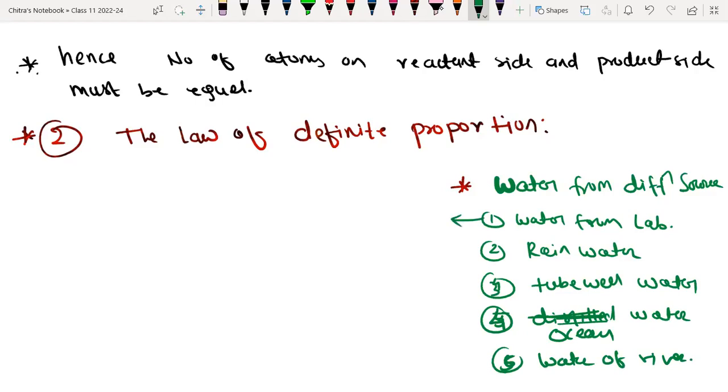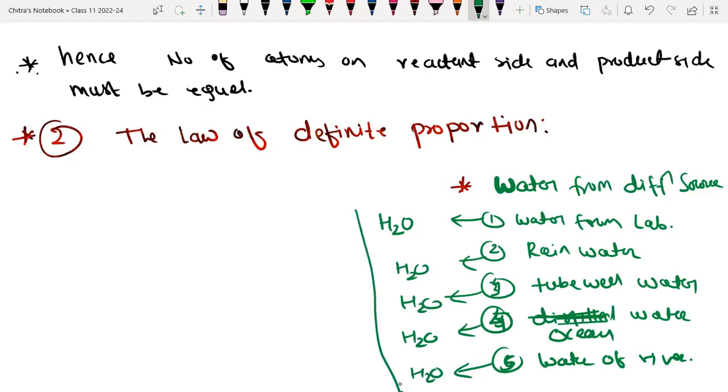So I have taken 5 different samples of water. If we observe the chemical combination for each water from different sources, there will be 2 hydrogen and 1 oxygen, right? So here the ratio of atoms of hydrogen and oxygen, I'm calculating the atomic ratio. Hydrogen H2, oxygen: it is 2:1 for all. Is it, everyone?